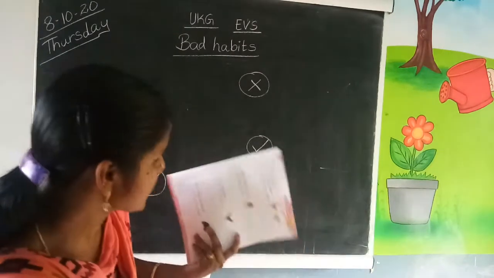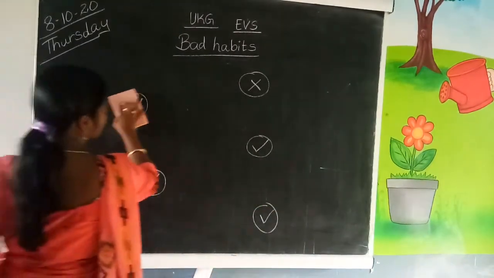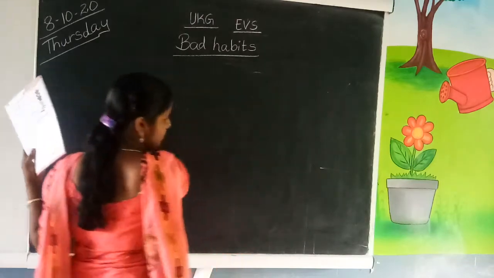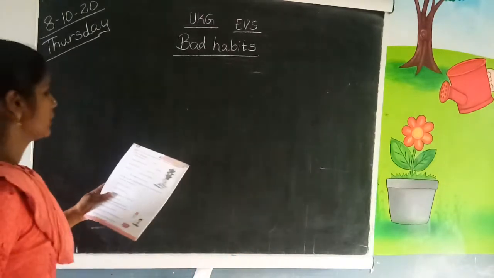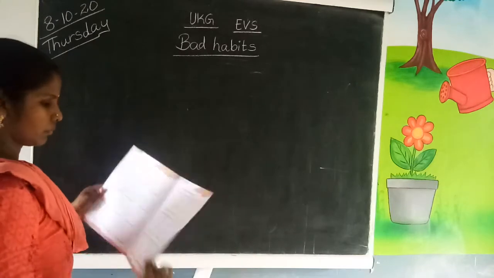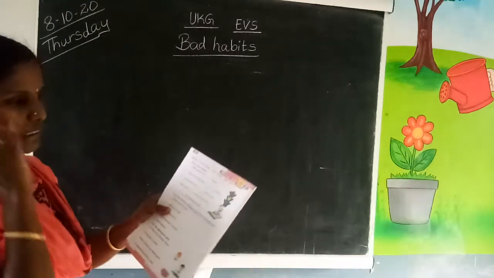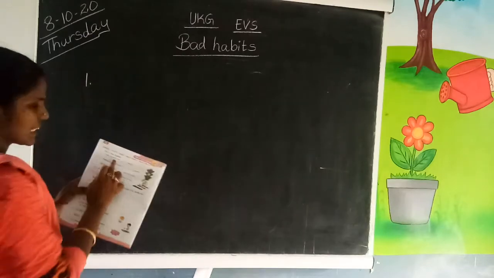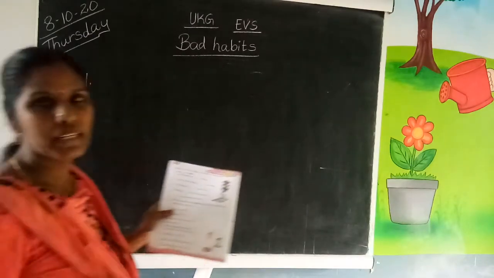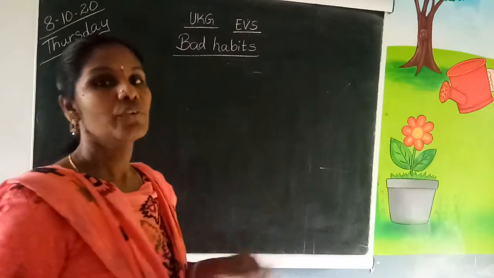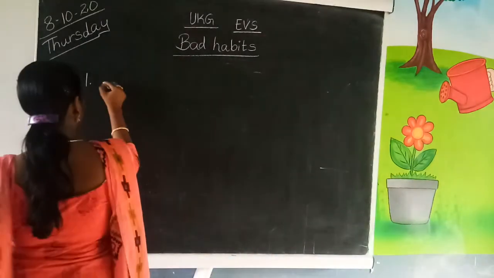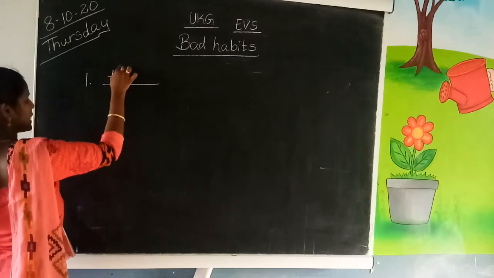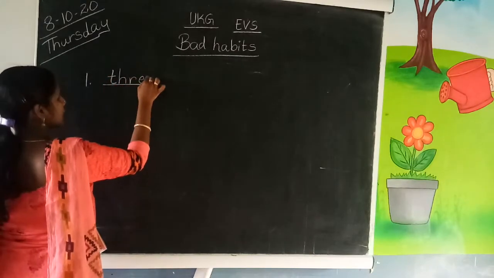Practice book, page number 38. Page number 38, fill in the blanks. Traffic signals have dash colors. How many colors traffic signals have? 3 colors. So write only small letters. Don't use capital letters. T-H-R-E-E.